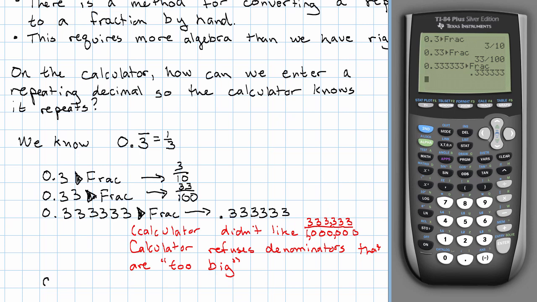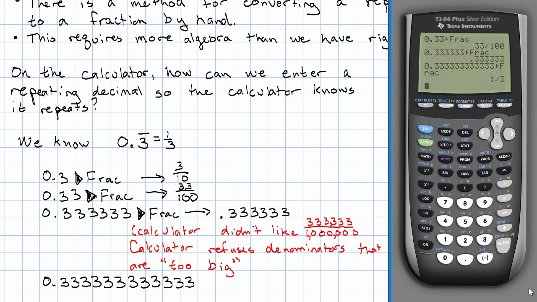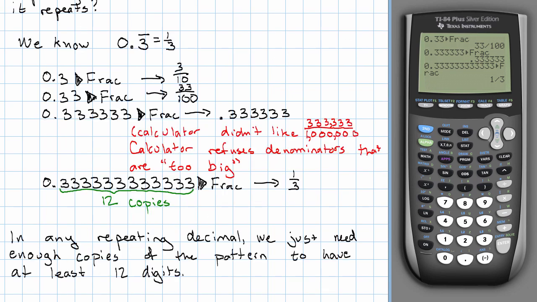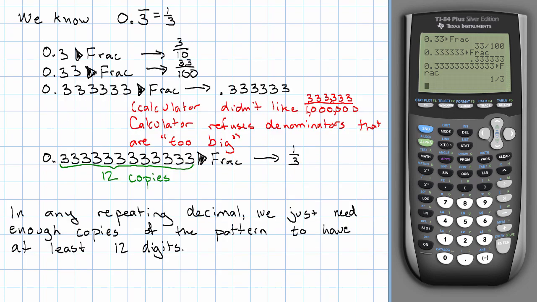If we enter 12 copies of the number 3 and convert to a fraction, that actually gives us our 1/3. Now, with a longer pattern, you don't need to make 12 copies of the whole pattern. In fact, in any repeating decimal, we just need enough copies of the pattern to have at least 12 digits.